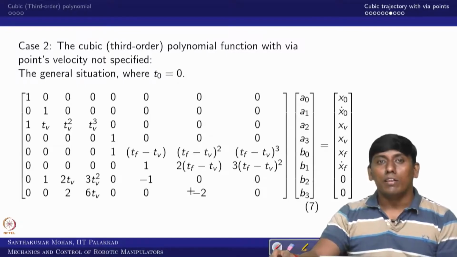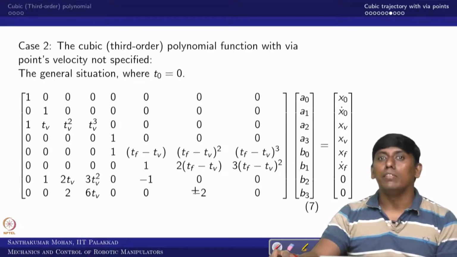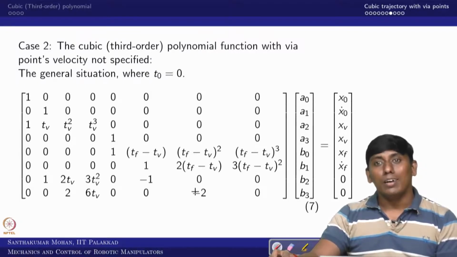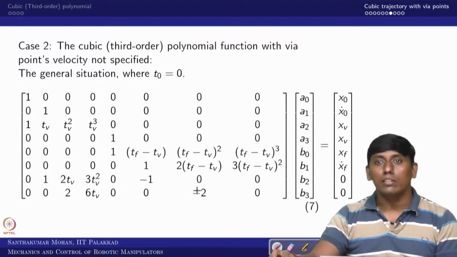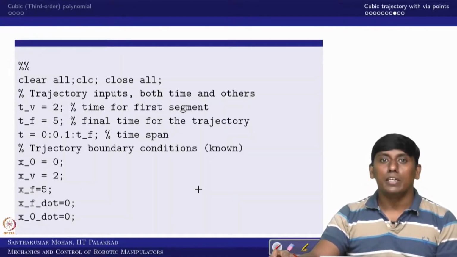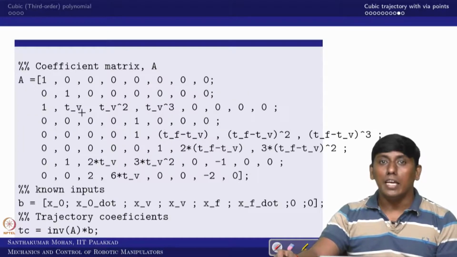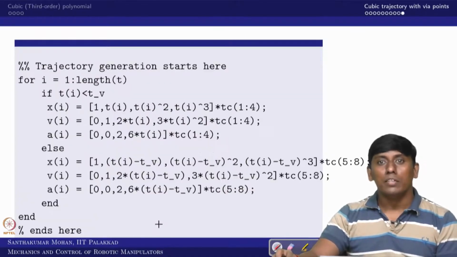In this case, the via point velocity is not specified. We have chosen it based on the smoothness of the acceleration. So these are all unchanged. The only thing is that the via point velocity has been removed, and the A matrix is modified, and the remaining things are all the same.